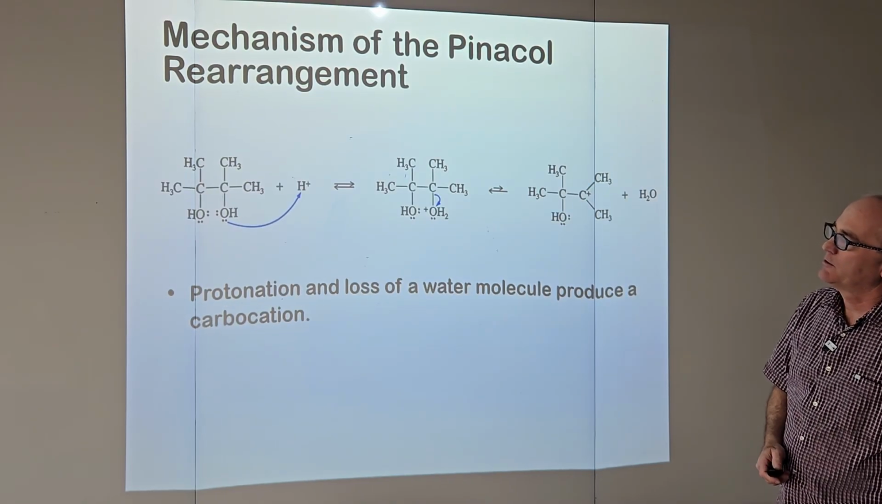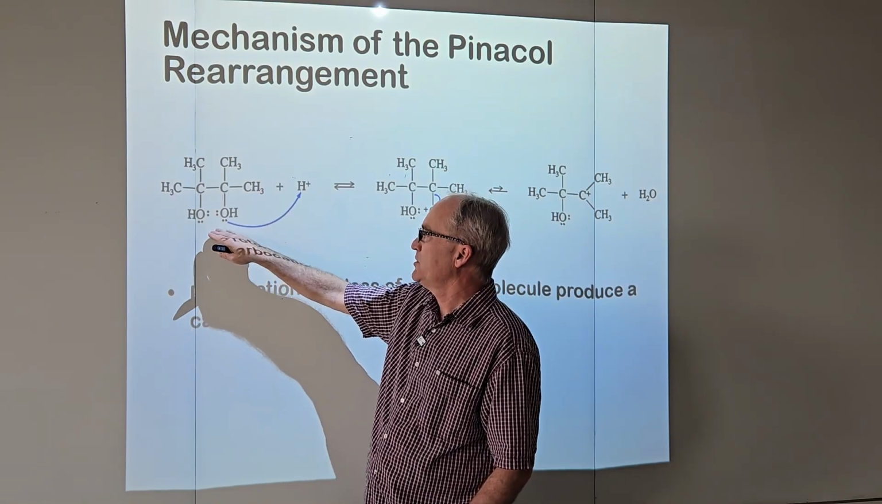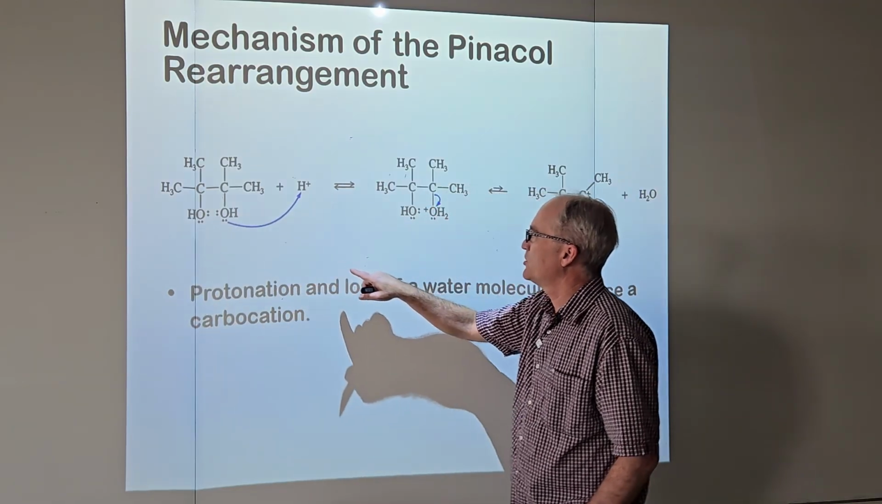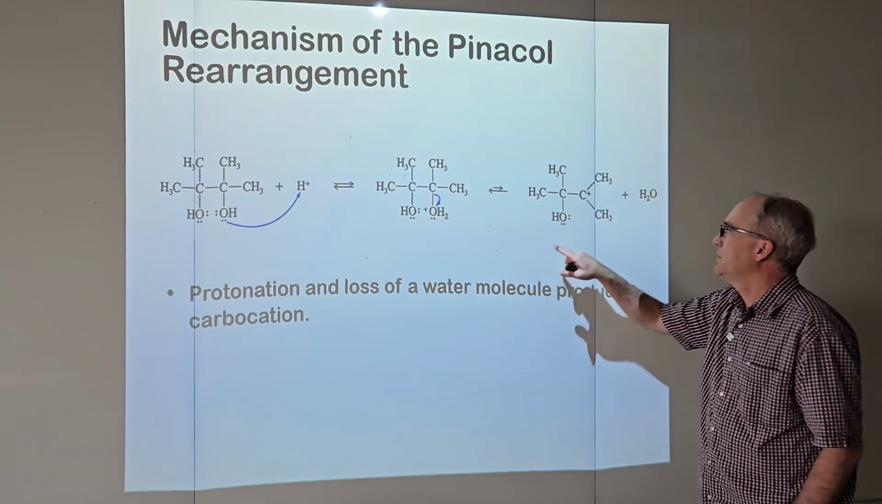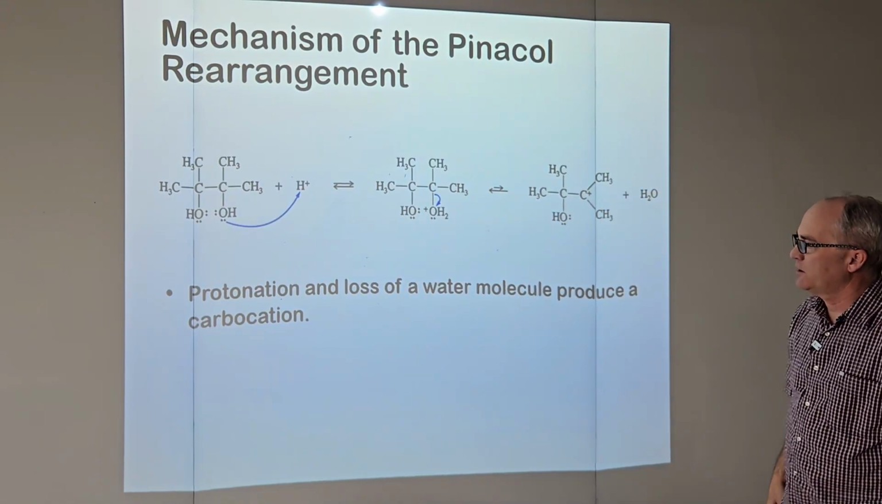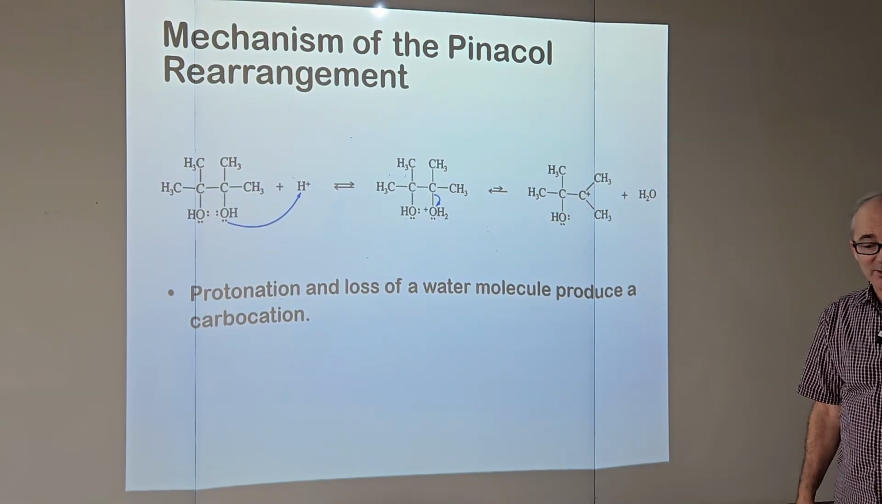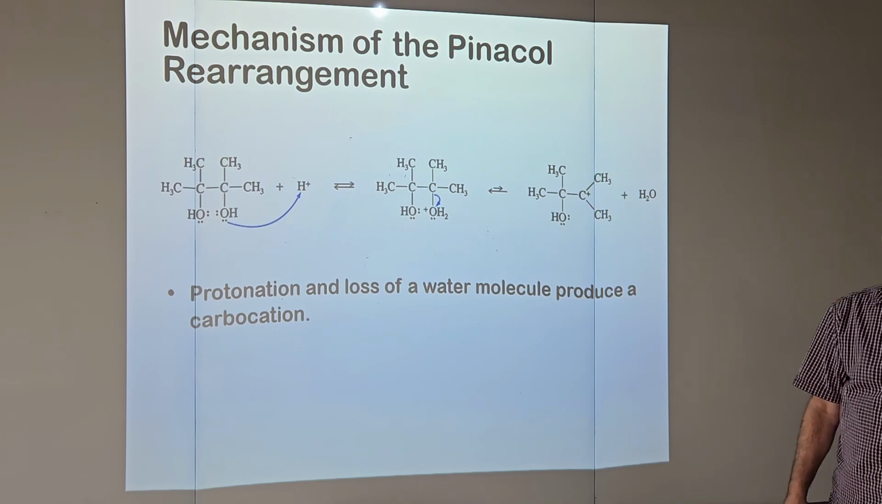How does this work? Most of our alcohol chemistry goes with protonating the OH. Now this thing's protonated, it becomes a good leaving group. It leaves, and there is a carbocation. What do carbocations like to do?